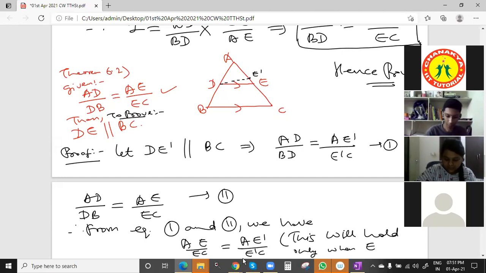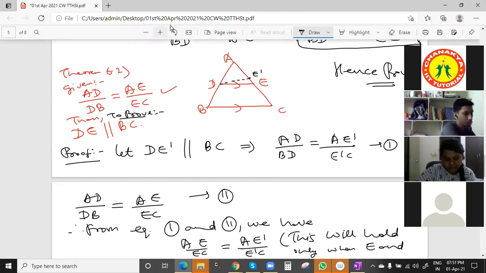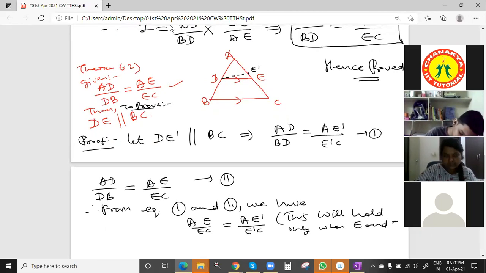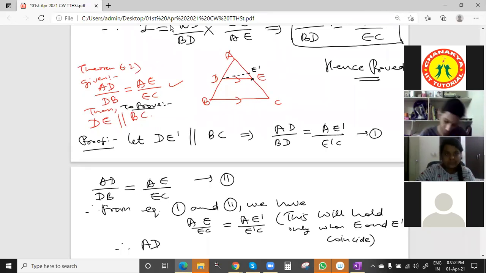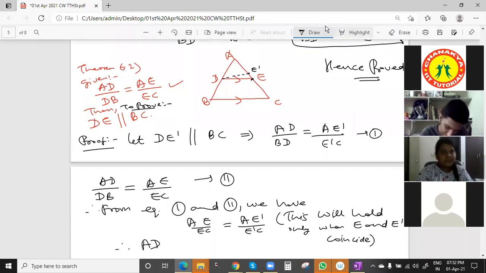E and E dash coincide. Coincide means both will be the same. Hence we can say E and E dash coincide, meaning they have one point, not two points, only one point E, because AE by EC is given equal to AE dash by E dash C. This is only possible when E and E dash are only one point. Hence we can say E dash will coincide with E.